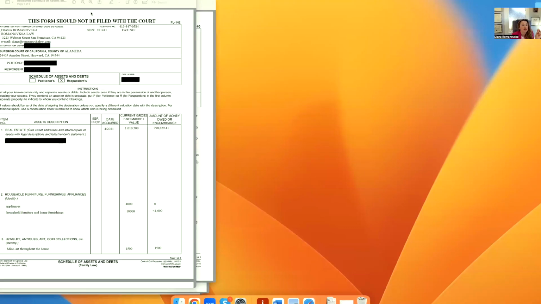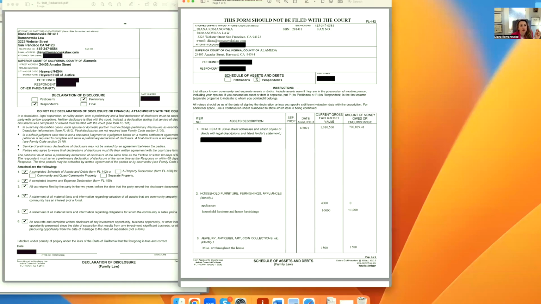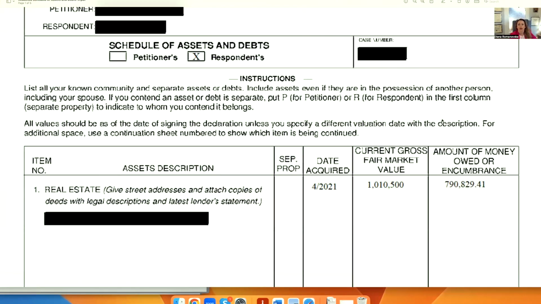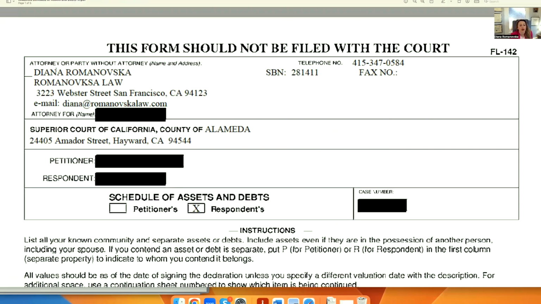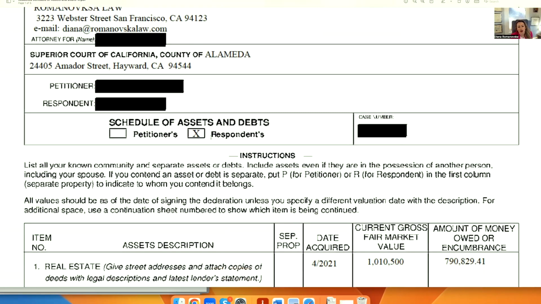And here is the form FL-142. All right, this is how it looks. We fill out, if you're self-represented, your name, address, email, and then here you would say self-represented. Then state bar number, fax number, Superior Court address. I'm using Alameda this time, just for variety purposes. And then petitioner's name, respondent's name, and then here's the schedule of assets and debts.